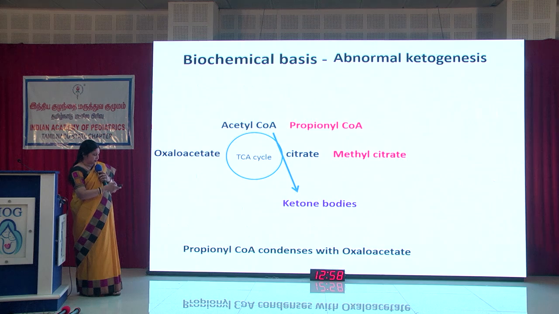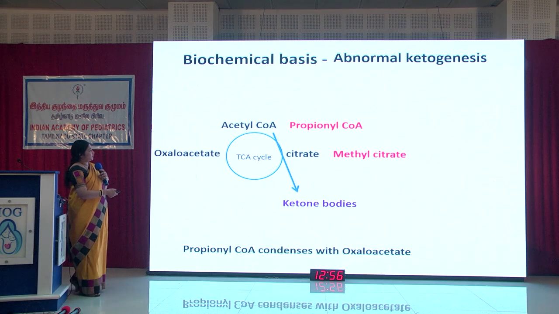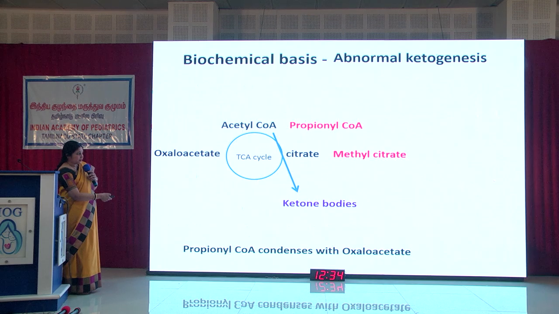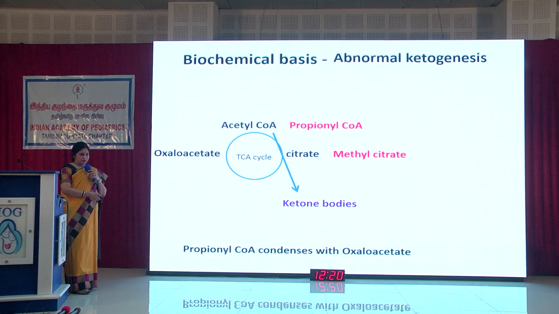What about ketosis? There is ketosis. What is the reason for ketosis? Normally, in the citric acid cycle, oxaloacetate combines with acetyl-CoA to form citrate. But when the propionyl-CoA level is high, it competes with acetyl-CoA and combines with oxaloacetate to form methyl citrate, which accumulates in the blood, is excreted in urine, and is toxic. Because of this, acetyl-CoA enters the ketogenic pathway and ketosis occurs. Is it clear?